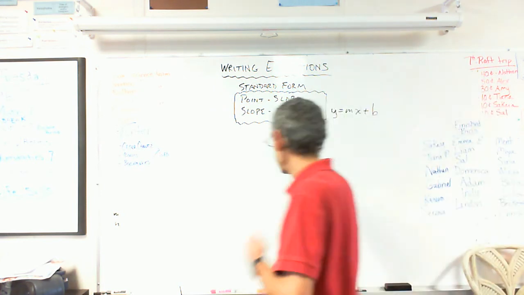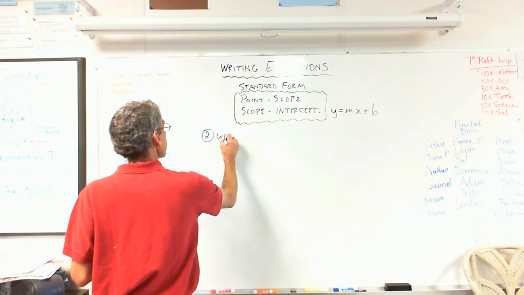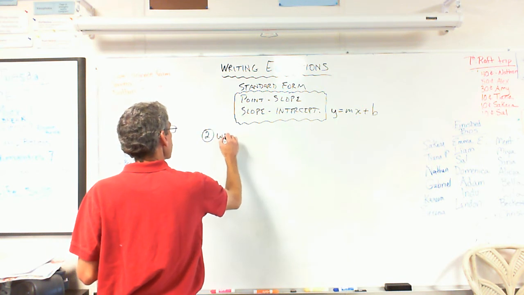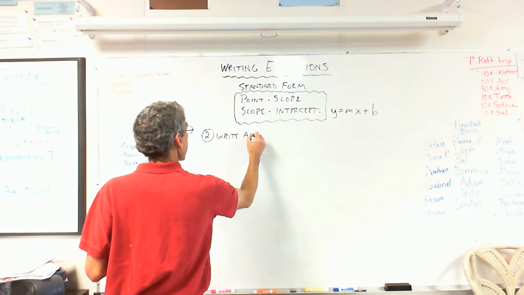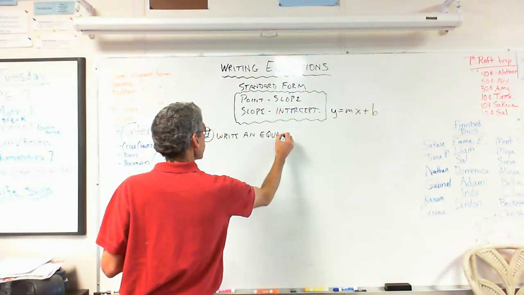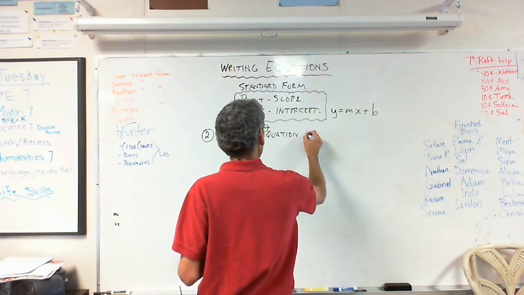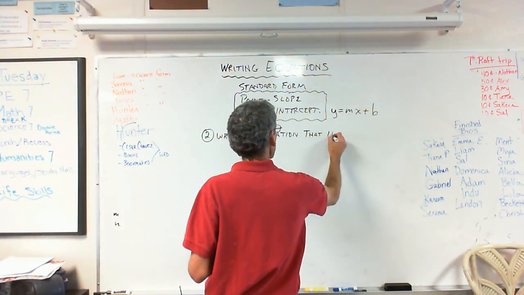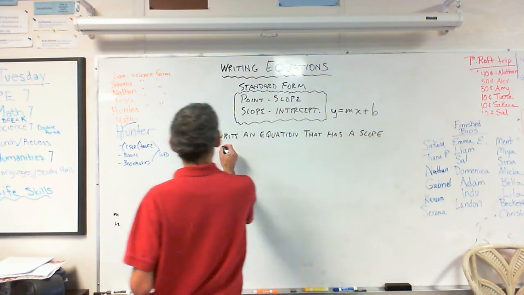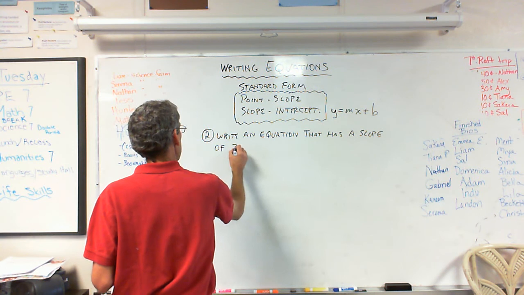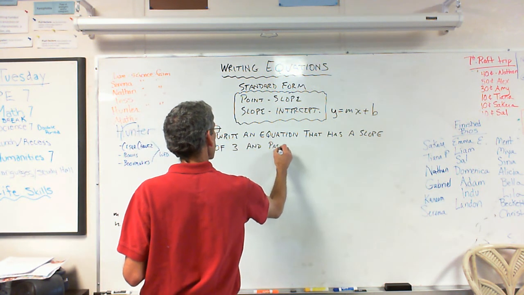Now here's another problem. Problem number 2. Write an equation that has a slope of 3 and passes through. I shouldn't have erased that whole thing, I could have just rewritten.